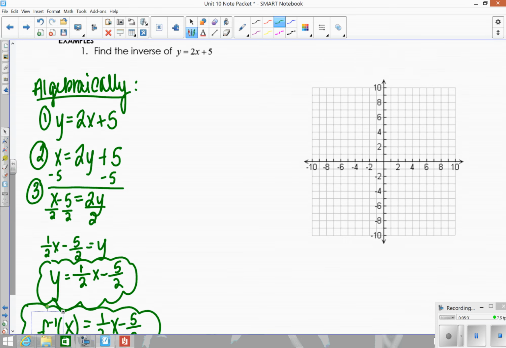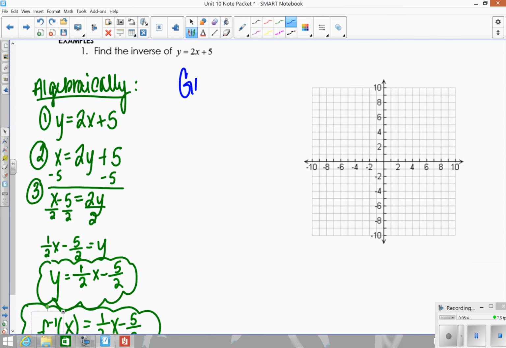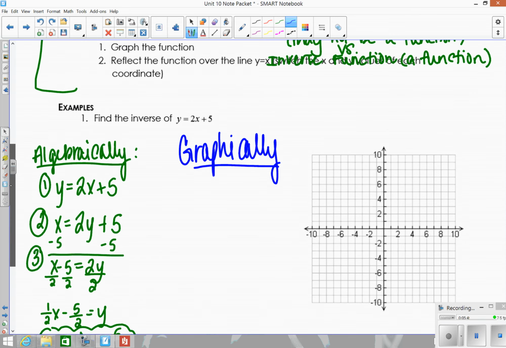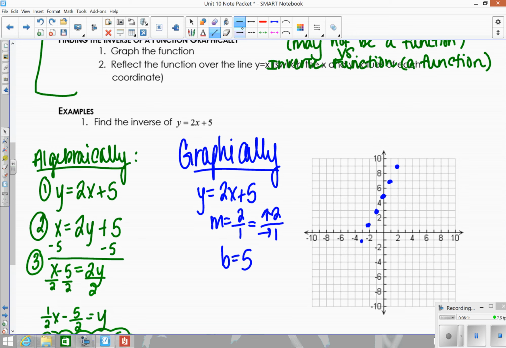So now the question is, how do we do this graphically? Graphically means we're going to start by graphing the original. So we're going to graph y equals 2x plus 5. My slope is 2 over 1, which means up 2 over 1. The y-intercept is 5, so you start at 5, up 2 over 1, up 2 over 1, then reverse that process, just so that you get enough points, and then you can connect those. So that's going to be the original.